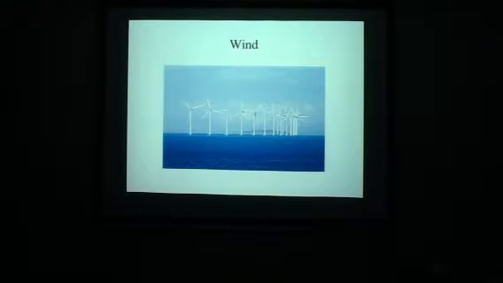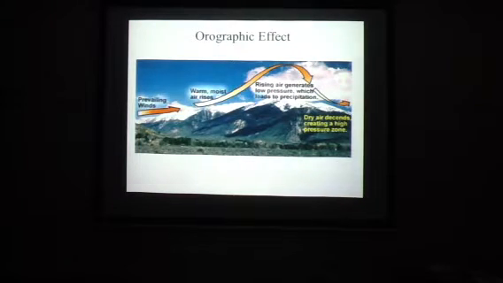Wind is a very impactful force on the earth. It's caused primarily by the heating and the cooling of land, air masses, and also water, and how those things heat and cool at different rates, thus causing wind. One of the important facets of wind is called the orographic effect. Let's use the example of California here.